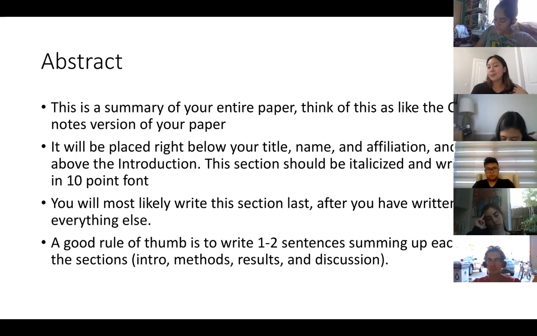In reality, you probably only need to write a sentence summing up your methods for the abstract, and everything else will probably be about 2, maybe 3, but probably 2. So again, your abstract is just summing up what you wrote.